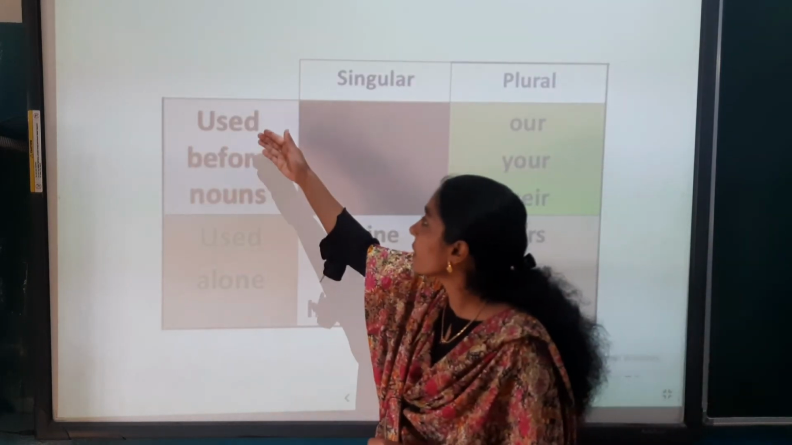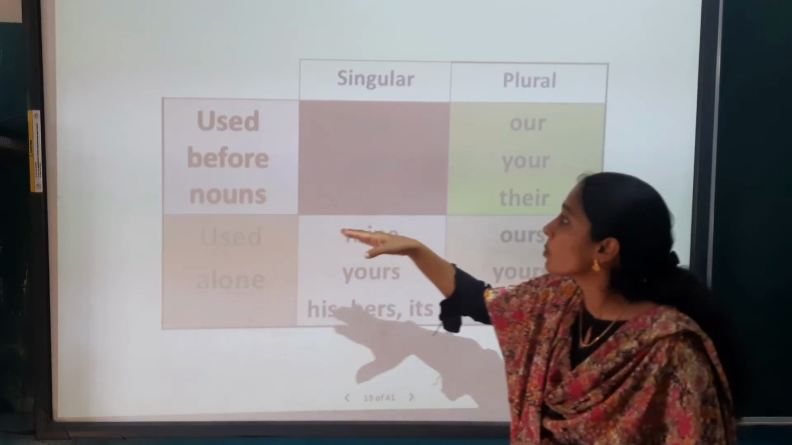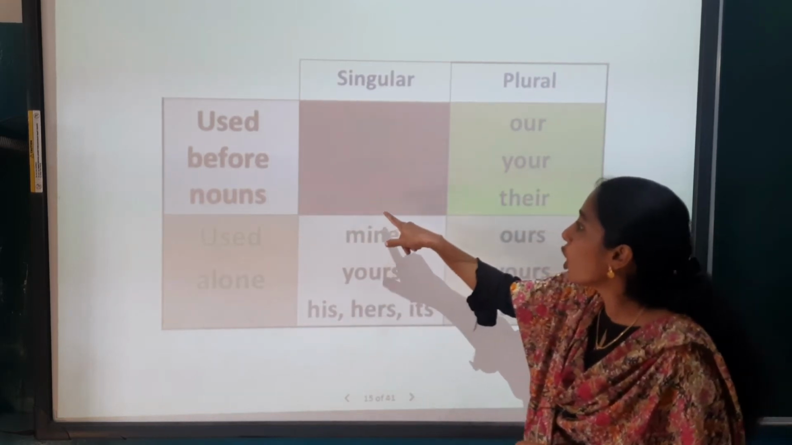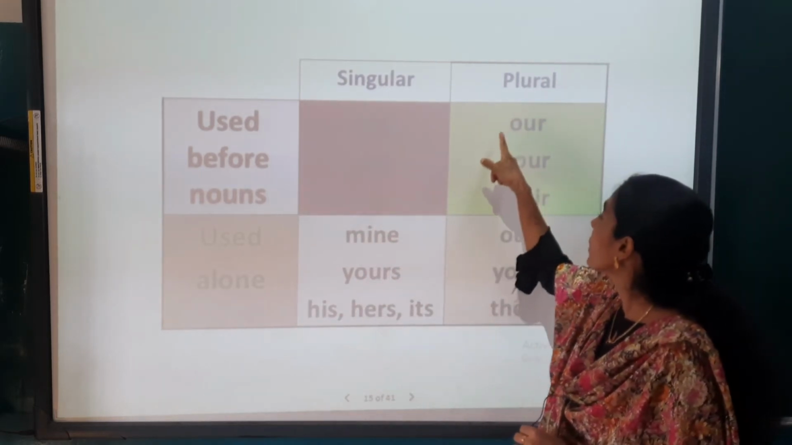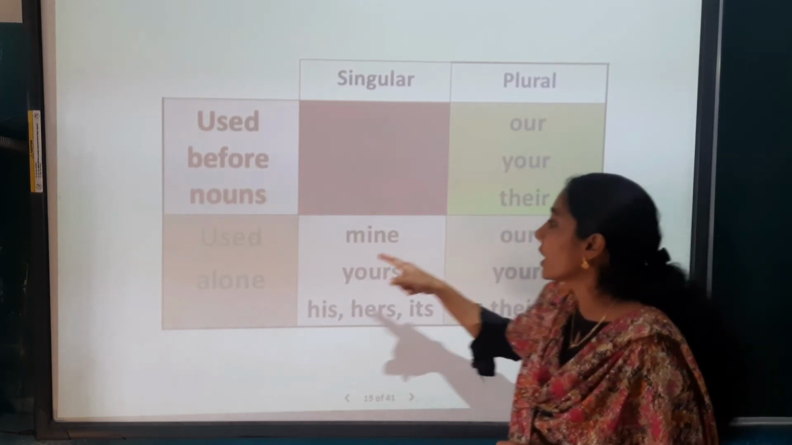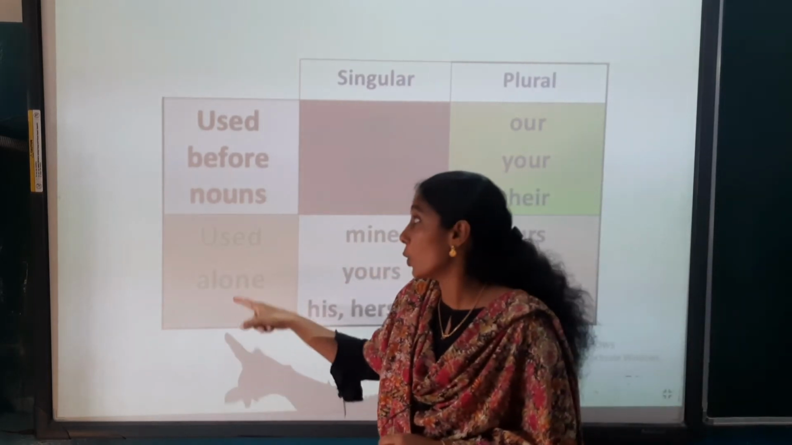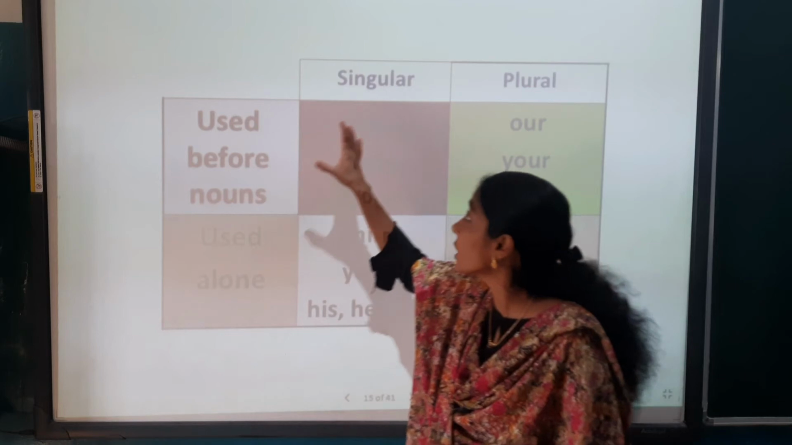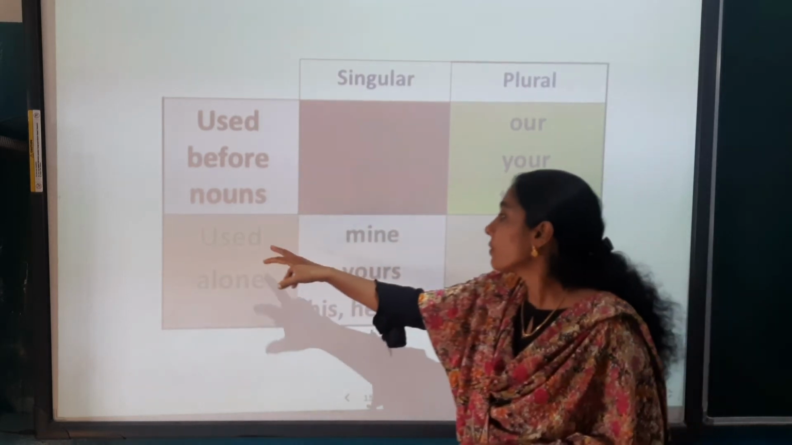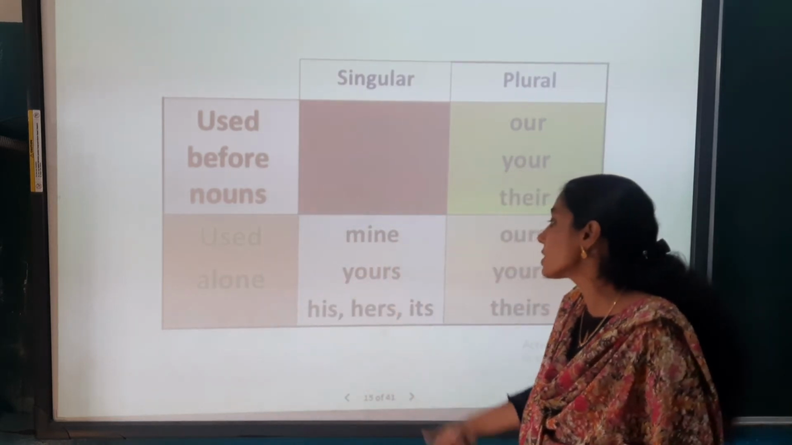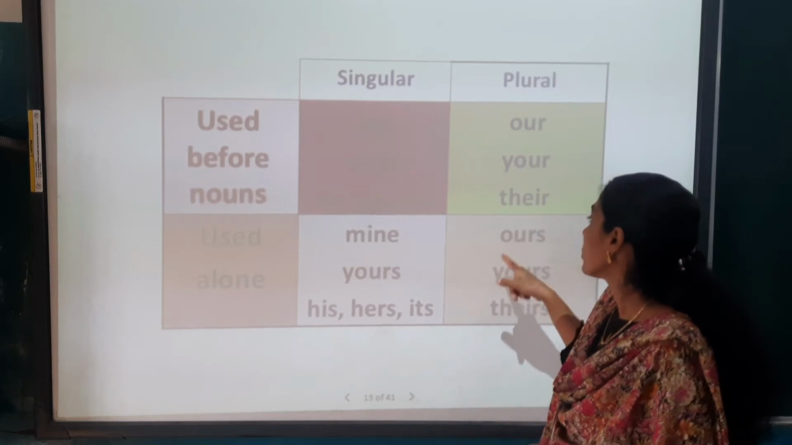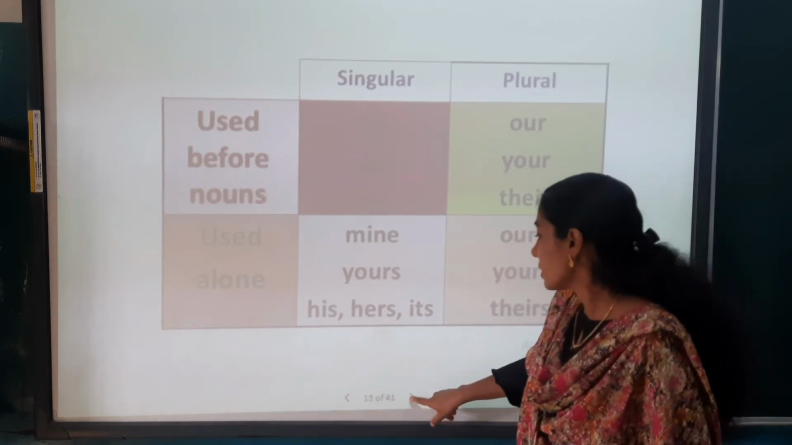So you have to, children, keep in mind the words that I used before. Mine, your, her. Plural is are, your, their. When it is used alone, जब हमें noun के साथ लगाना हो तो ये use करते हैं. When we use alone, mine, yours, his, hers, its. Plural is ours, yours, theirs.